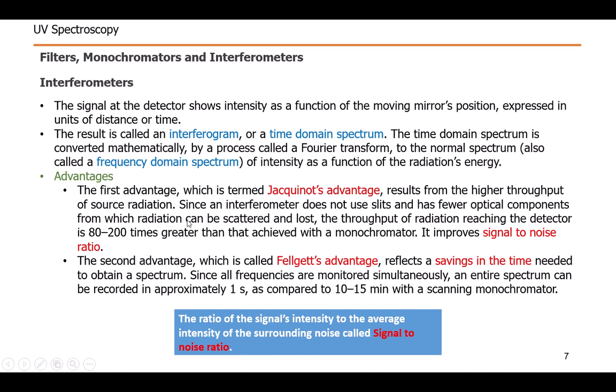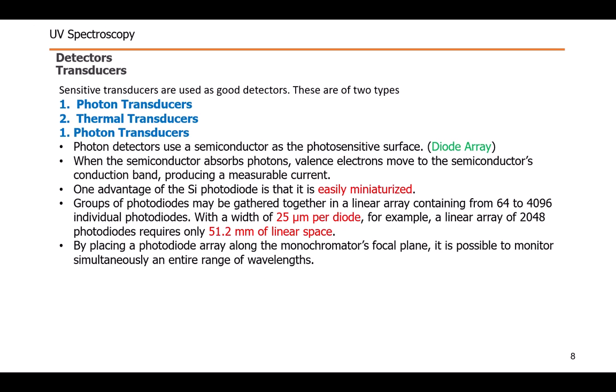Two advantages are there. One is the higher throughput, which improves the signal to noise ratio. The second advantage is the saving in time. It takes 1 second as compared to 10 to 15 minutes in the case of a monochromator. So interferometers are taken to be the best tool for conversion of polychromatic radiations into monochromatic radiations.